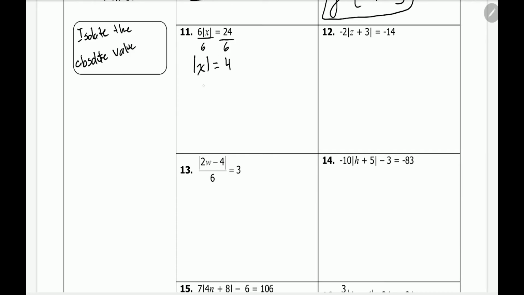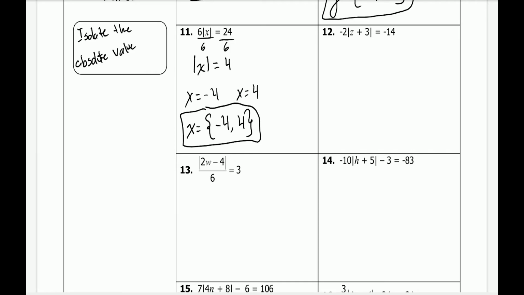Then we do the same thing that we have been doing. So we take the inside. Then we set it equal to the positive and negative version of the other side of the equal sign. So we're going to have x is equal to negative 4 and x is equal to 4. Then we would have to solve this, but it's already solved. We're going to write it as a solution set, smallest number first. And there we go. We have x is equal to {-4, 4}. Let's look at number 12.